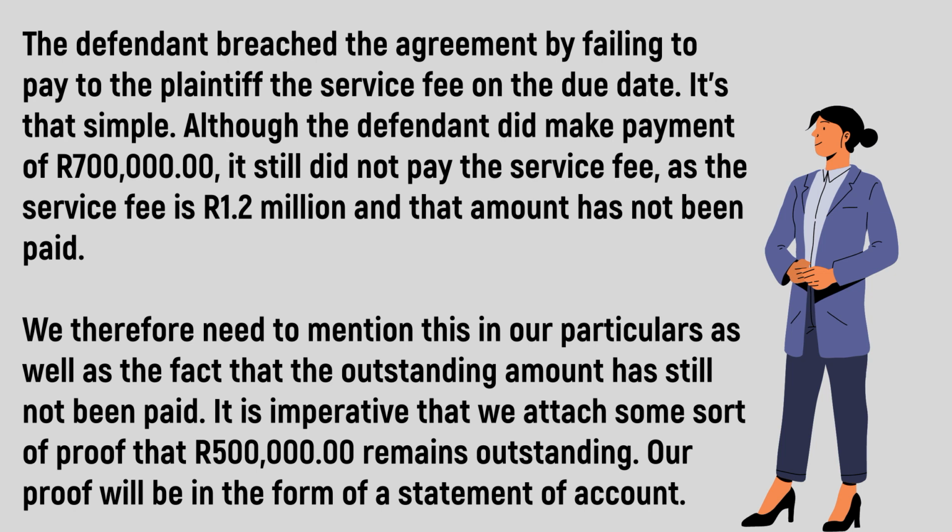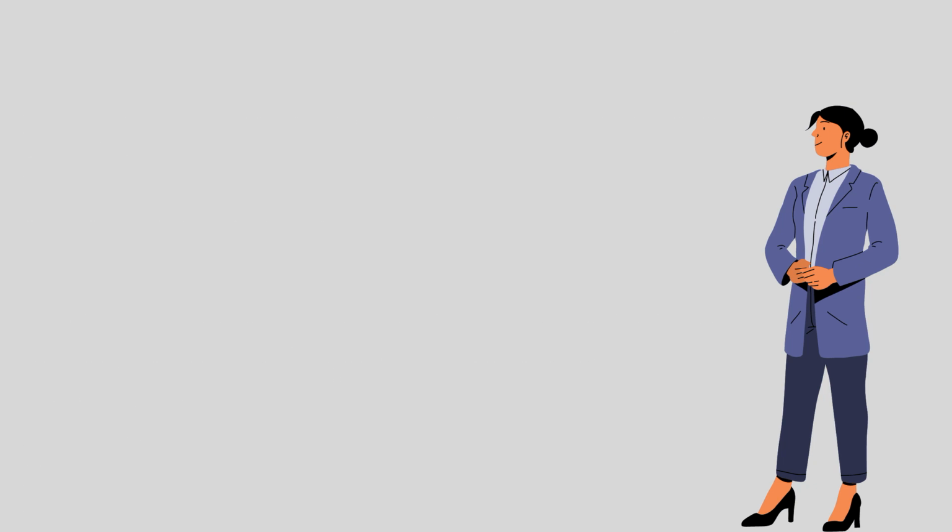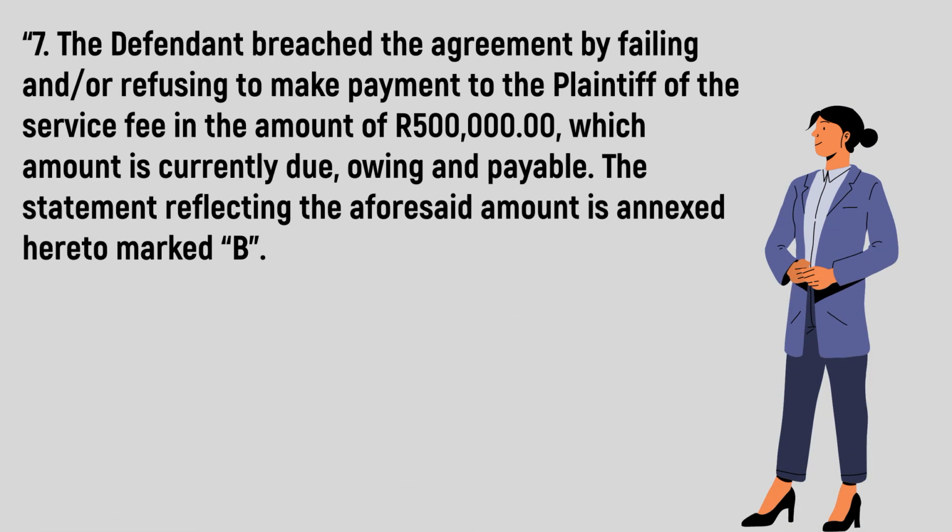We therefore need to mention this in our particulars, as well as the fact that the outstanding amount has still not been paid. It is imperative that we attach some sort of proof that 500,000 Rand remains outstanding. Our proof will be in the form of a statement of accounts. We can set out the defendant's breach in a single paragraph. So paragraph 7 should read as follows.